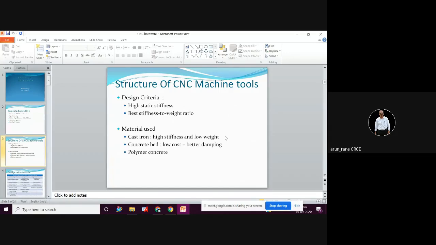So the material used can be cast iron, or for a very big machine, 30 feet, 40 feet, like the machines used for roll turning, I've shown you the photos, the big rolls, there concrete beds are used. There the damping is still better, or even polymer concrete is also used.